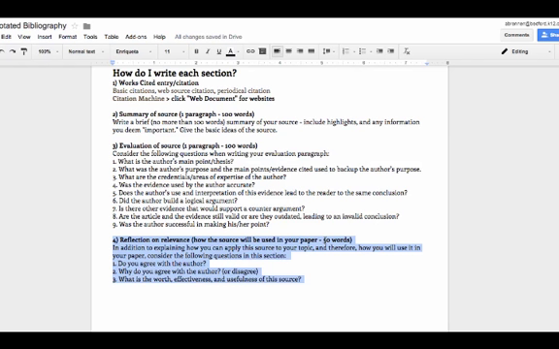So put some thought into this. Consider things like, do you agree? Do you disagree? And again, how does this fit into the structure of your overall research project?